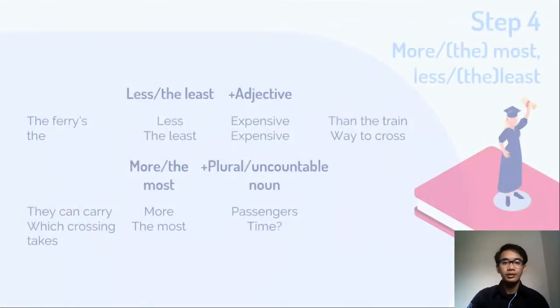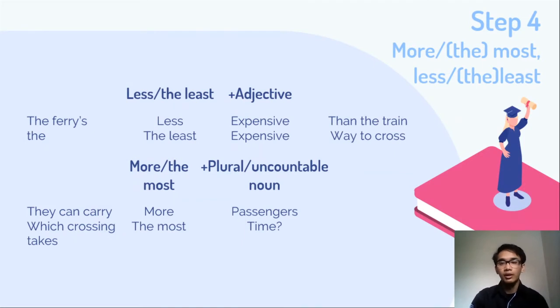Okay, next step, step four. More or the most, less or the least. This is the example. The ferry is less expensive than the train. This sentence means like the ferry is cheaper than the train. And next, the least expensive way to cross. It means like the cheapest way to cross.